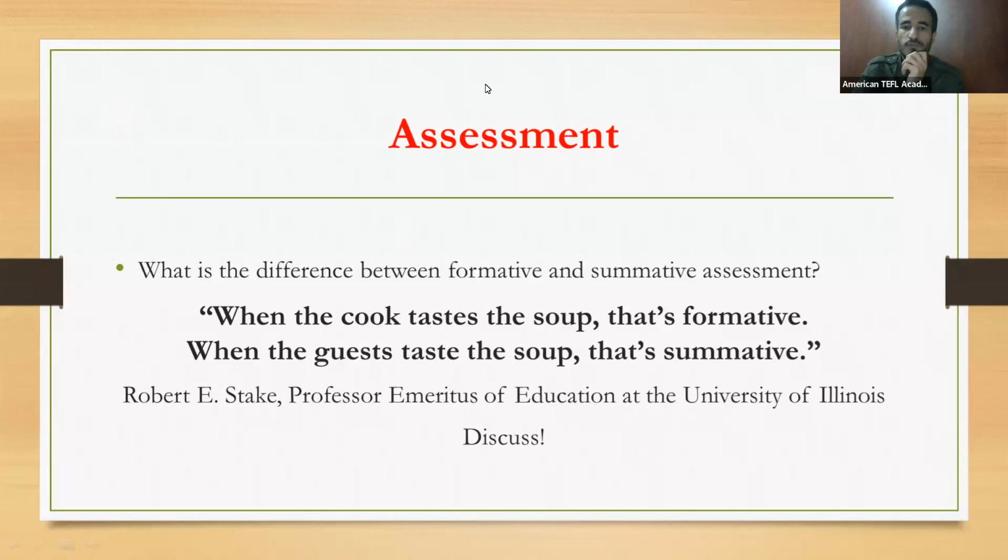So Mustafa Jabour said it is the cook, which means the teacher. Okay. And when the guest tastes the soup, that's summative. We can say these are students. Okay.